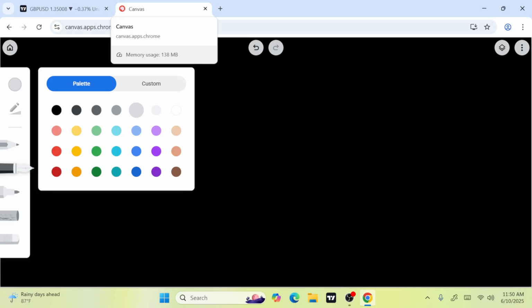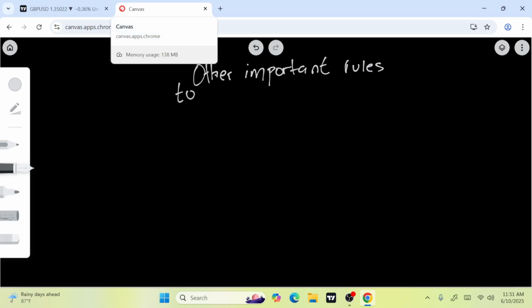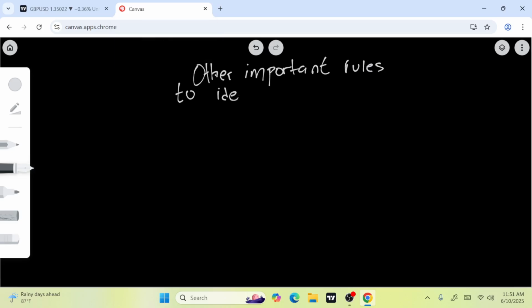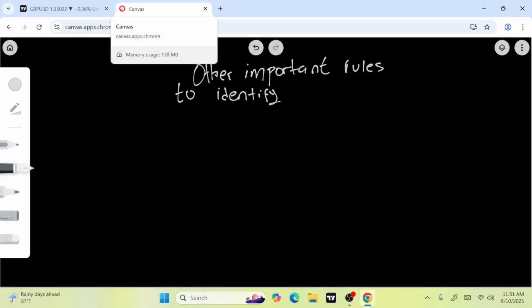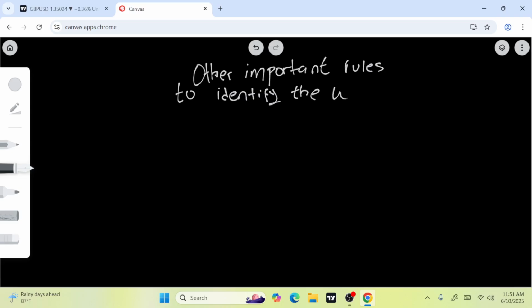All right. So now, other important rules to identify the wave structure.